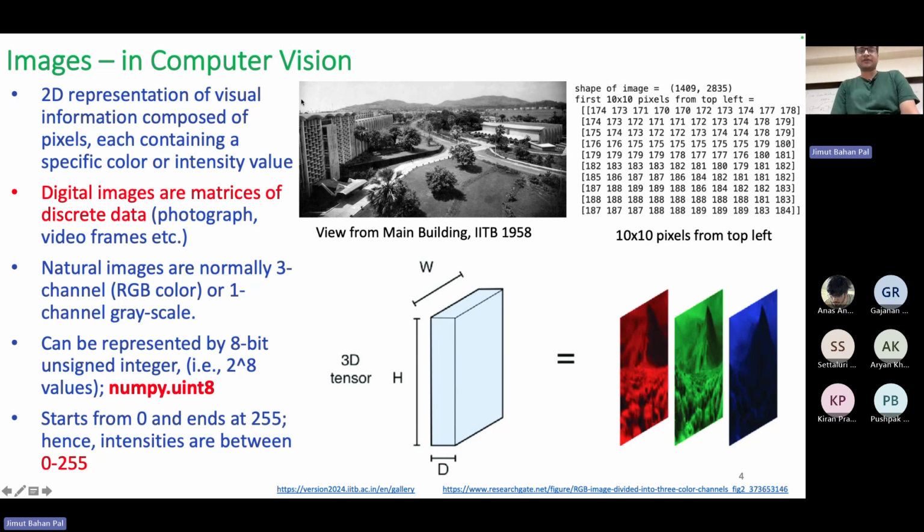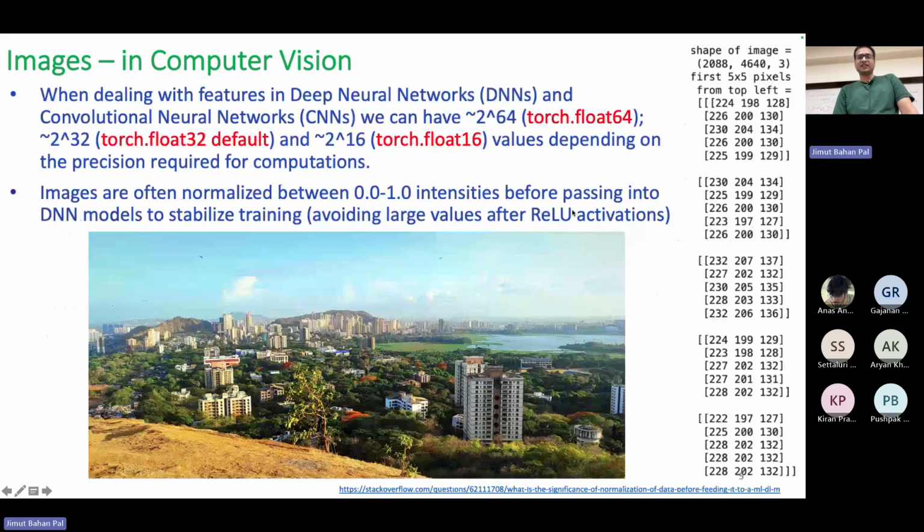Say, for example, if you take this image and take the top left corner, here we can see 10 cross 10 pixels, this is the content. Similarly, when we are dealing with deep learning architectures, we will be specifically using torch.float32, which is the default, since there will be real values, not specifically integers. Images are often normalized between 0 to 1 intensity before passing into DNN models to stabilize the training.